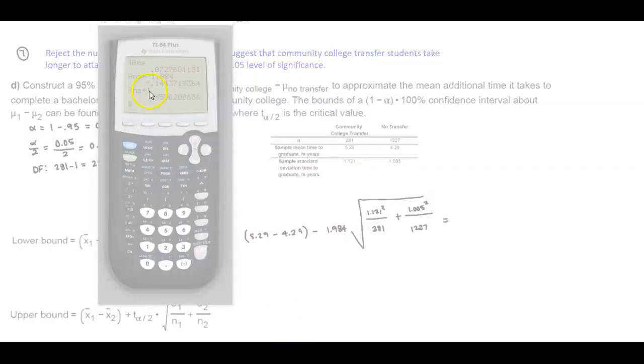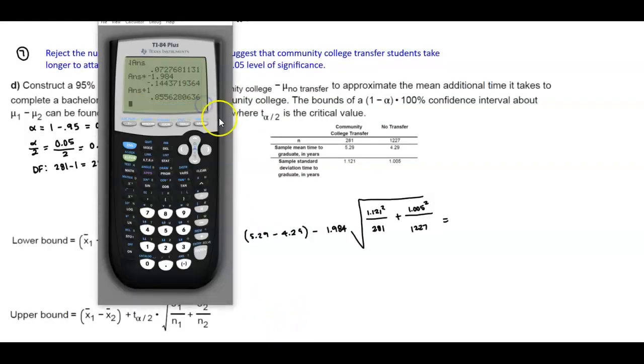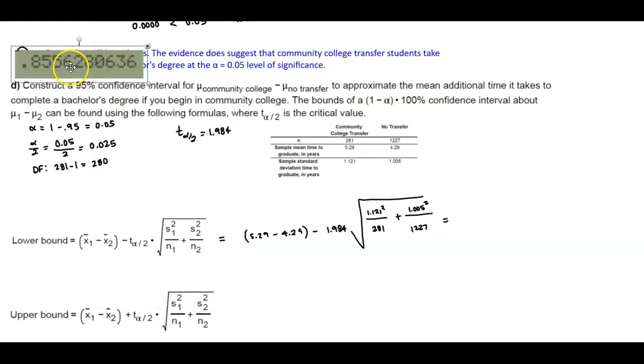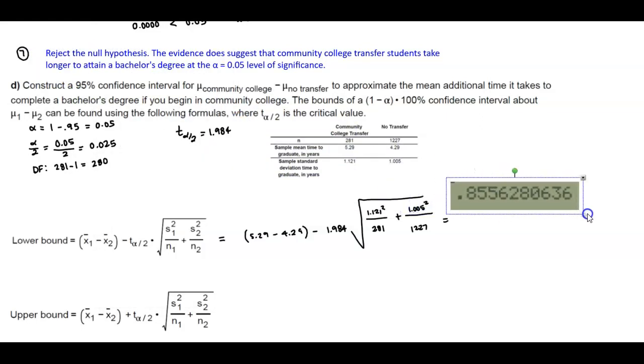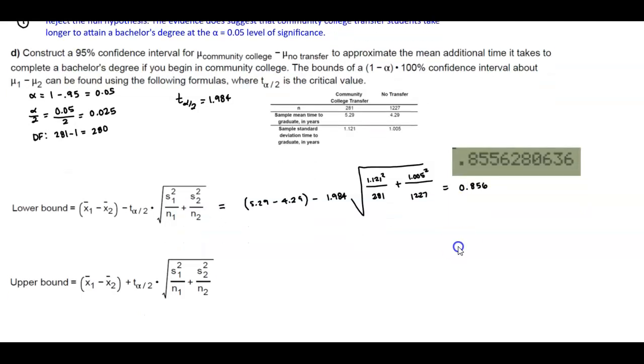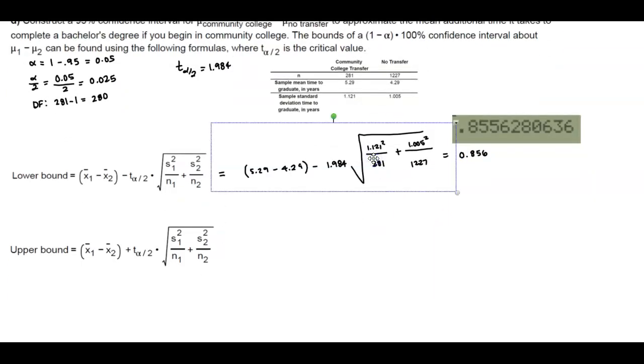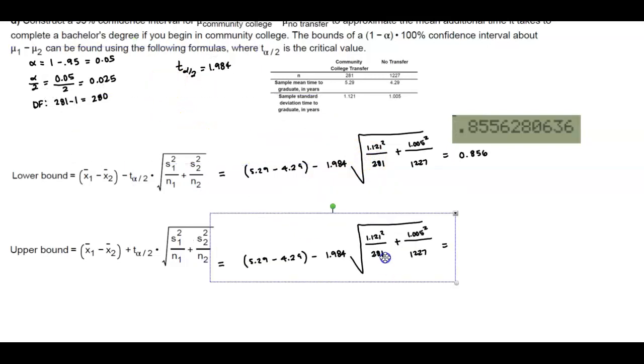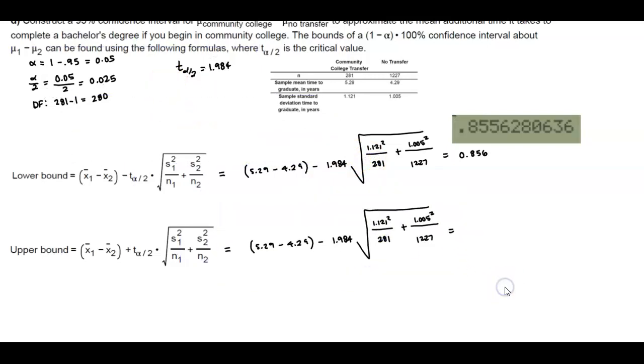So let's go ahead and take this value, and we're going to round that to 3 decimal places. So we're going to get 0.856. Okay. Now let's do the same thing for the upper bound. Okay, but the only thing that we're going to do now is we're going to add that number.